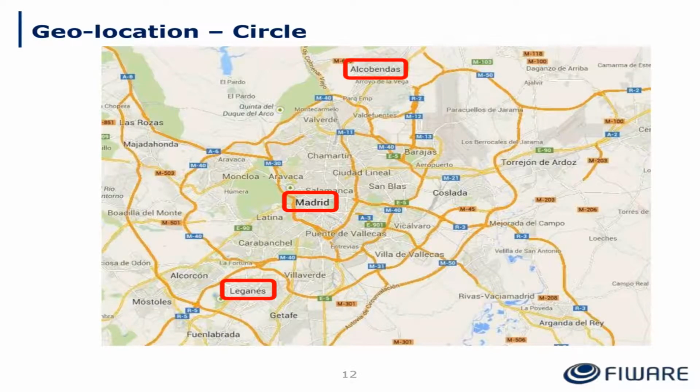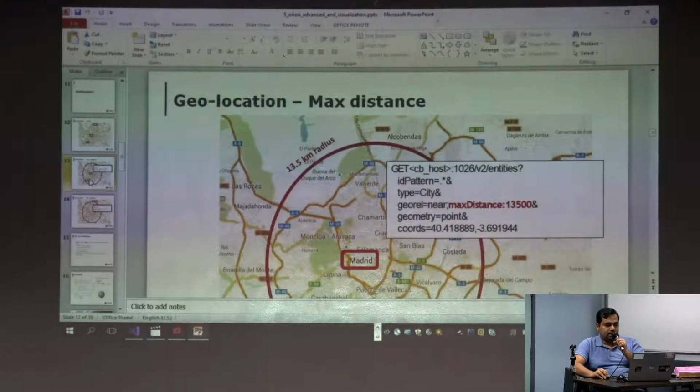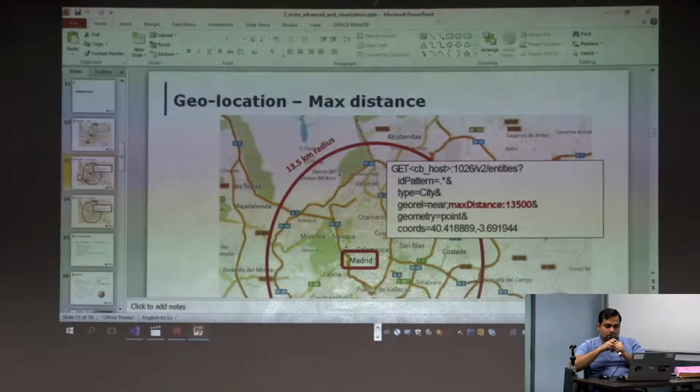So what you can do is that you can have things like this. You can define /v2/entities, idPattern equal to .*. You can also use a regular expression here, okay? So the context broker has a lot of capabilities for any kind of queries that you want to make. idPattern .* would mean all the entities, okay? Type equal to City. So I want all the cities, okay?